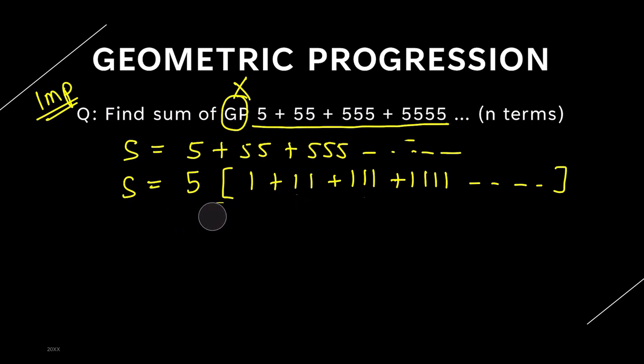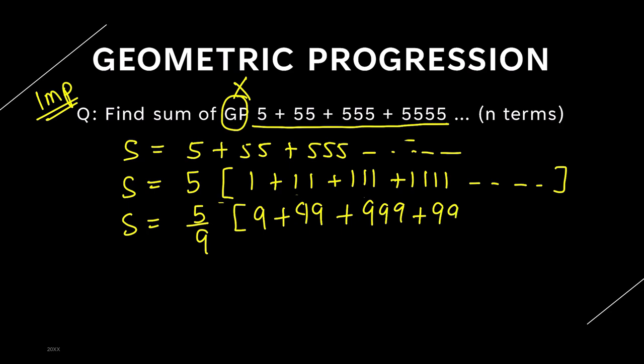Before doing these steps, there is another hidden step. What you have to do is multiply by 9 and divide by 9. So 5 by 9 times 9 plus 99 plus 999 plus 9999 and so on. I hope this is clear. I've just divided by 9 and multiplied 9 into every number. So it will give you 5 by 9. Right? 9, how can you write 9?